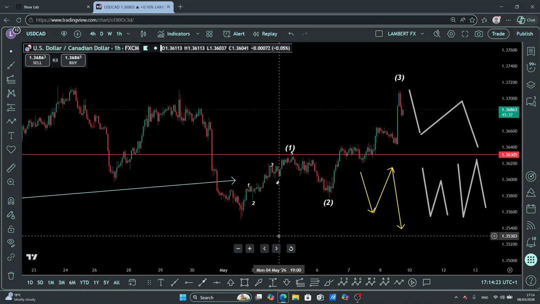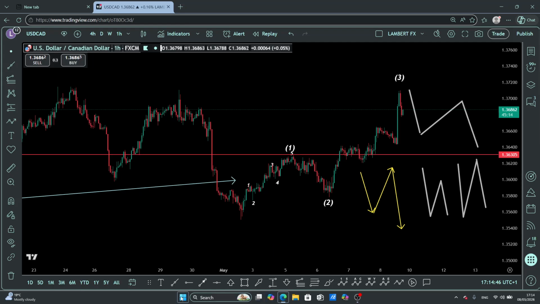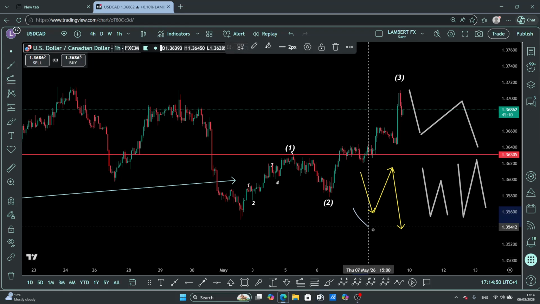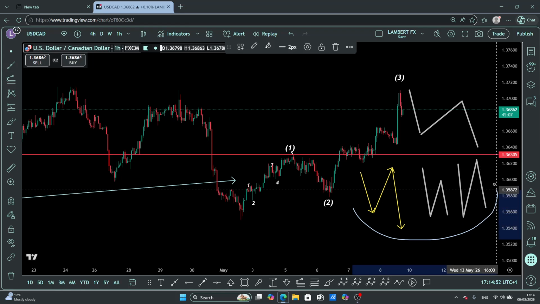Okay, so we've done 1. I'm sure by now you know how to identify your leg 1. So this is your leg 2. In your leg 2, you can only find what we call a flat. A flat is a 3-3-5 pattern. So in front of you here are the three types of flat that we have.